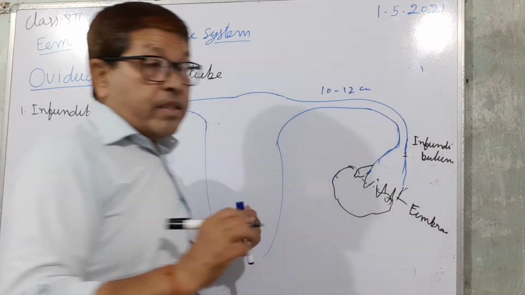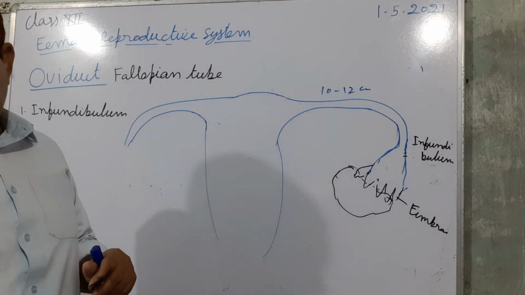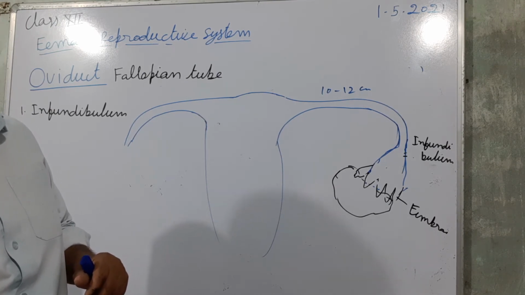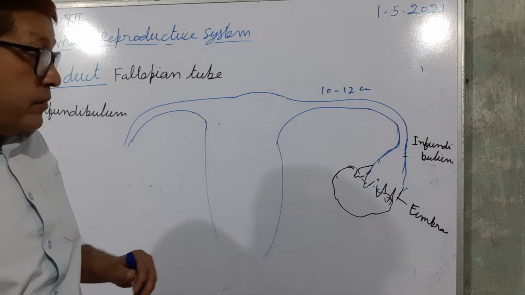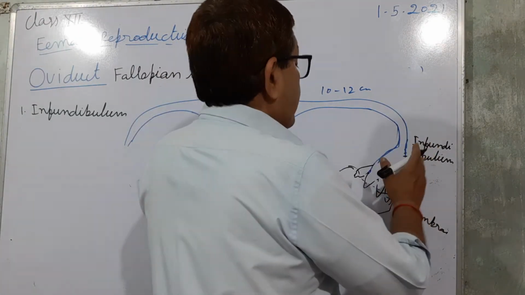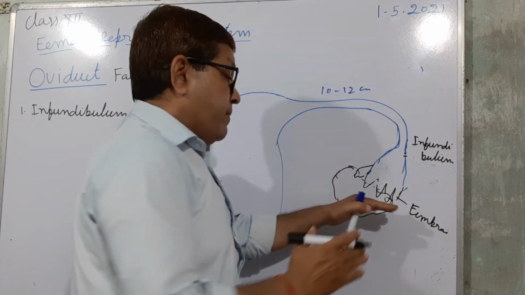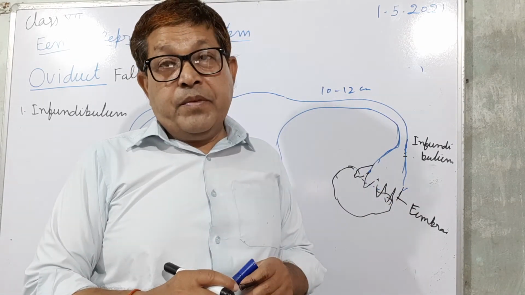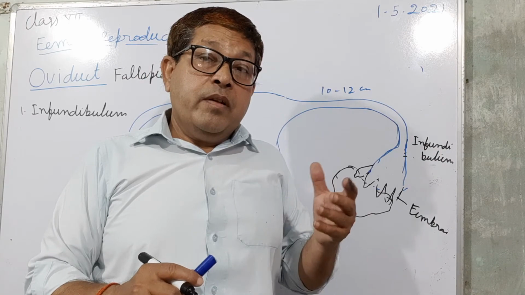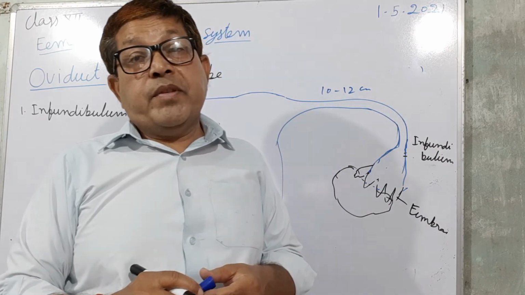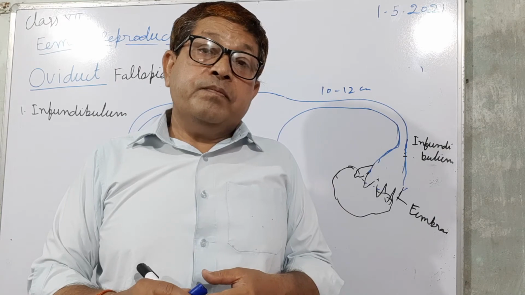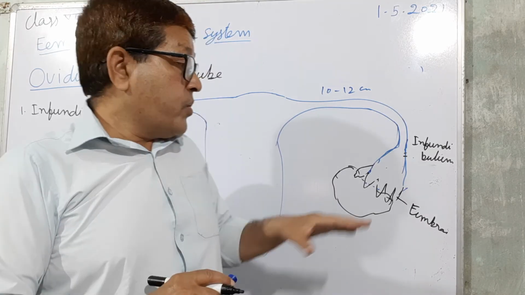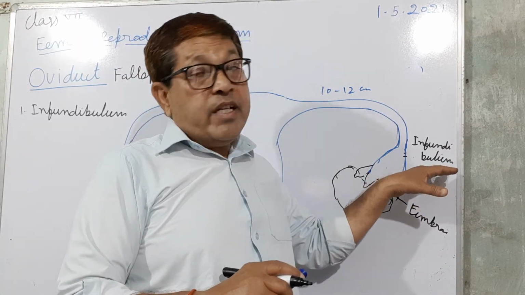This region is infundibulum, having the funnel shape and its edges having the finger-like projections called as the fimbriae. Fimbriae help in receiving the ovum released by the ovary. So this is the fimbriae and this is infundibulum.